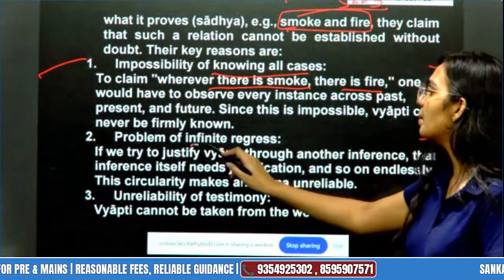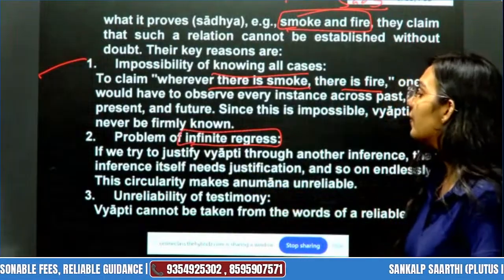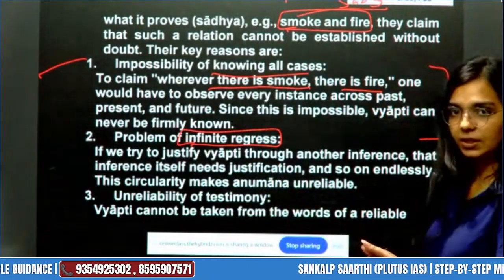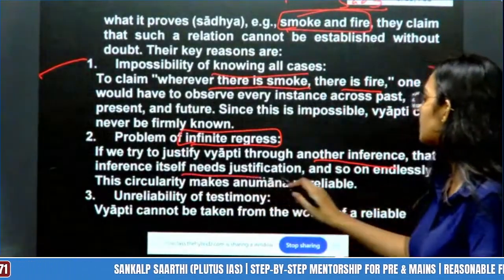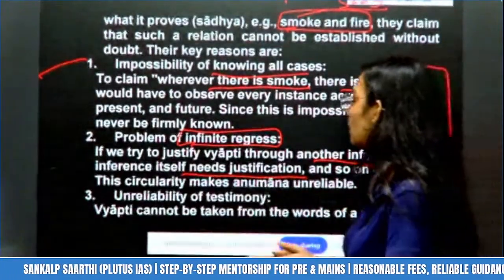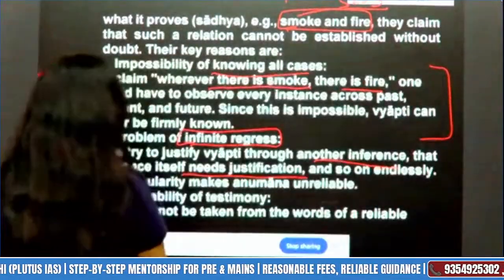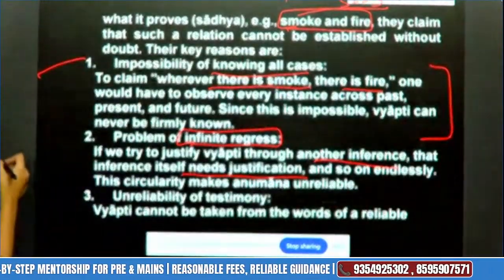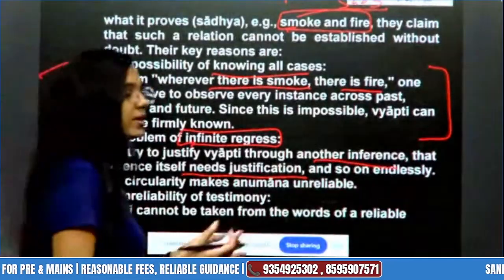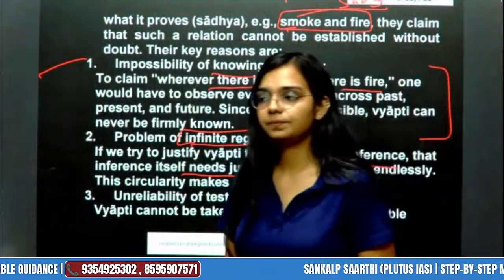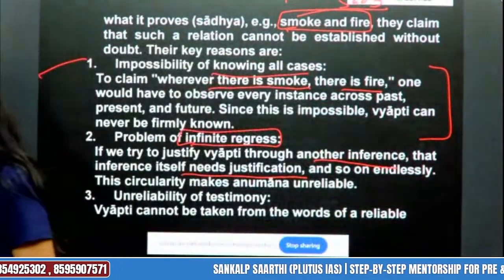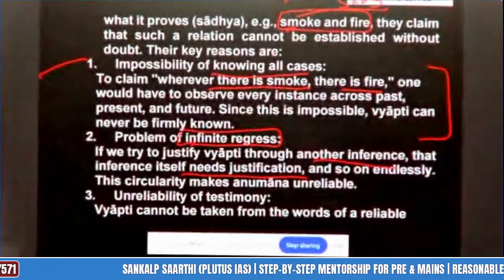Then comes the second problem, the problem of infinite regress. If we try to justify Vyapti through another inference, that inference itself needs justification, and so on. And lastly, the circularity makes Anumana unreliable. So suppose you are proving inference, right? What's inference? Can you give me an example of inference?